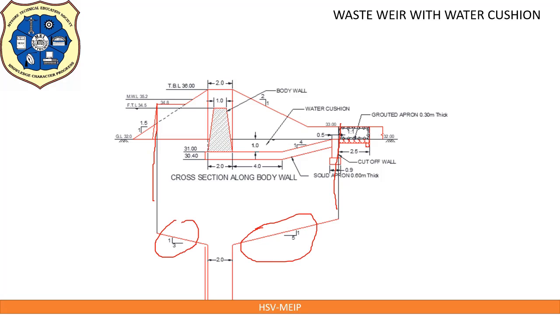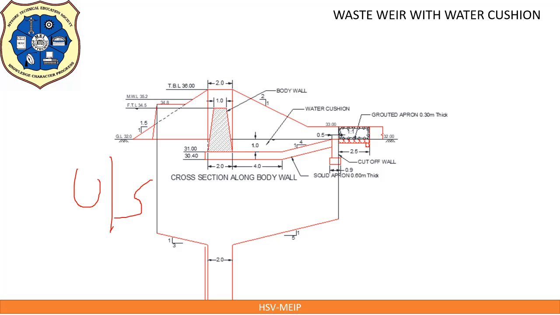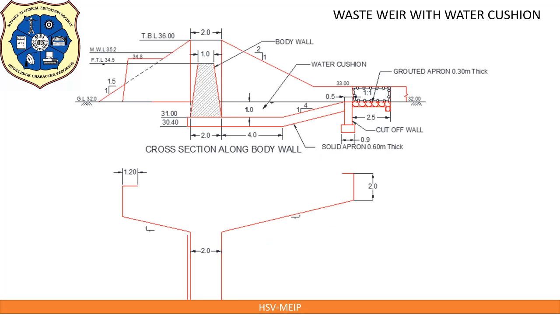These are the 2 wing walls. This is upstream side, this is downstream side. Bottom width of wing wall can be assumed by applying thumb rule, that is 0.4 h, but in this problem it is given as 1.2 meter. You can assume this return wall length as 2.0 meter.